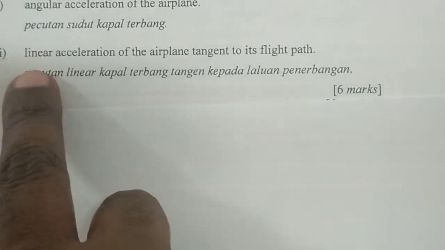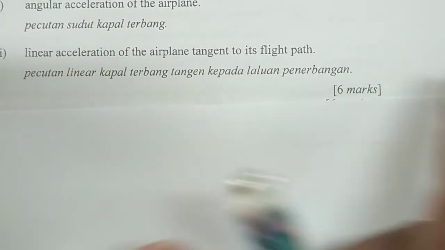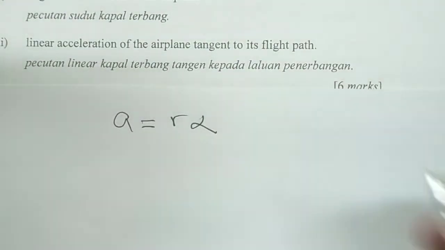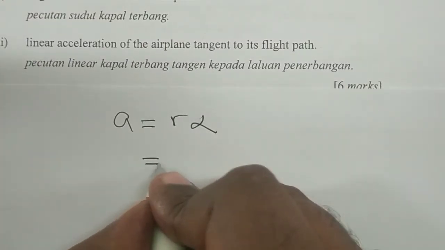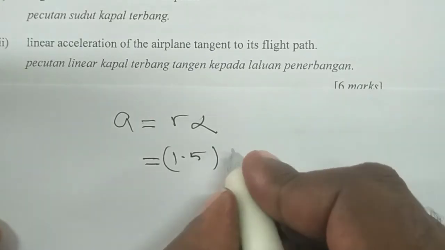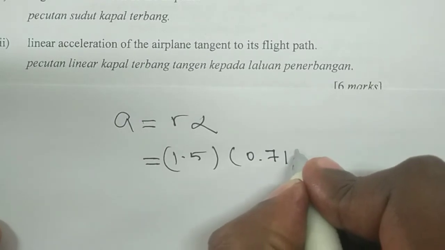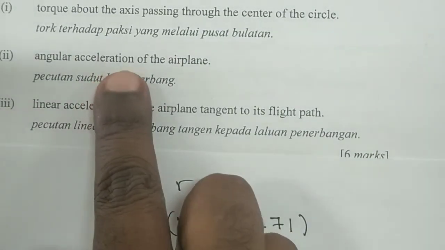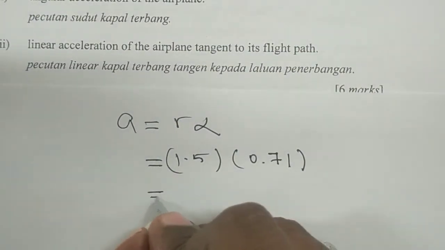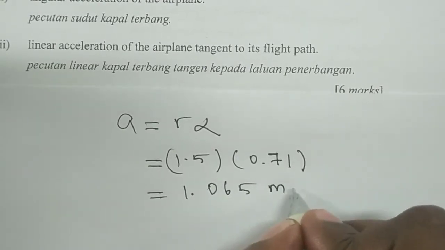Part 3, linear acceleration of the airplane tangent to its flight path. From a equals r alpha, the radius is 1.5 meters and the angular acceleration is 0.71 radians per second squared from part 2. So the answer is 1.065 meters per second squared.